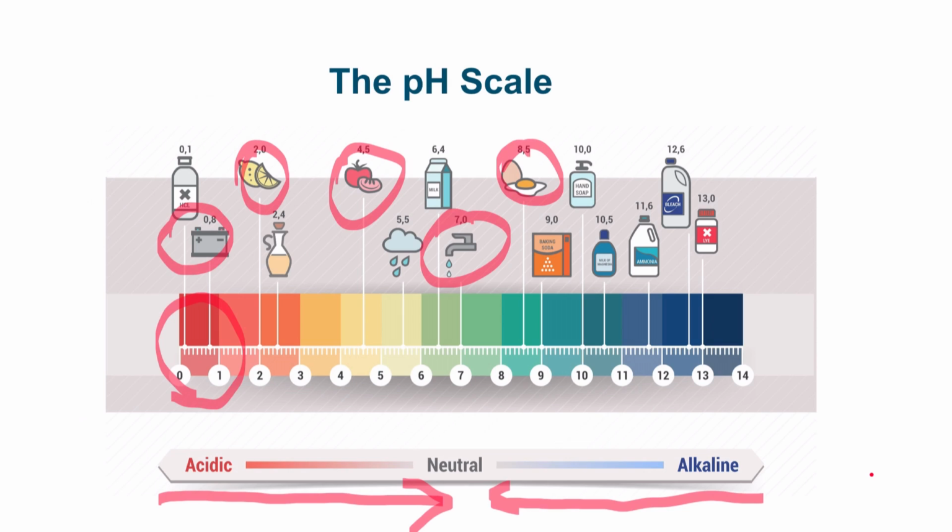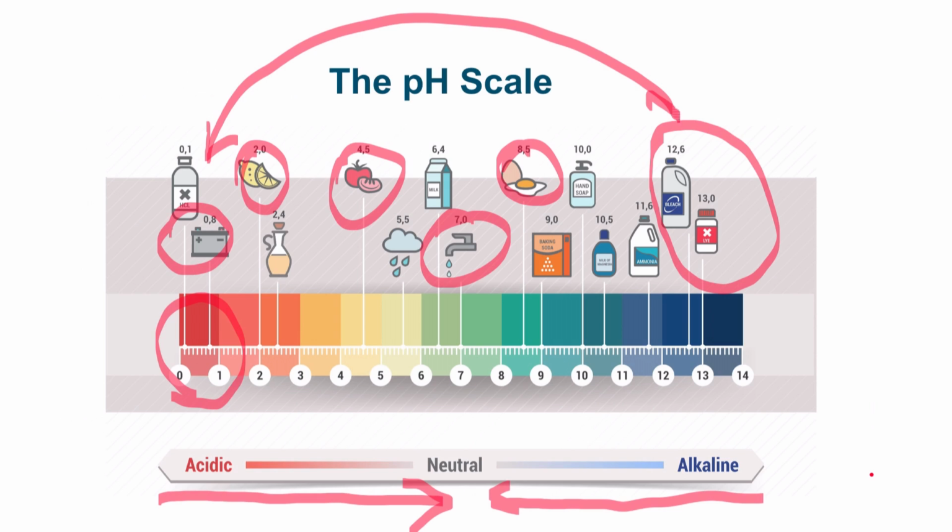Eggs are at roughly 8.5. And then strong bases are at the high end of the pH scale, and they include things like bleach. So another interesting aspect of the pH scale is that you can combine a strong acid and a strong base to end up with a neutral solution.